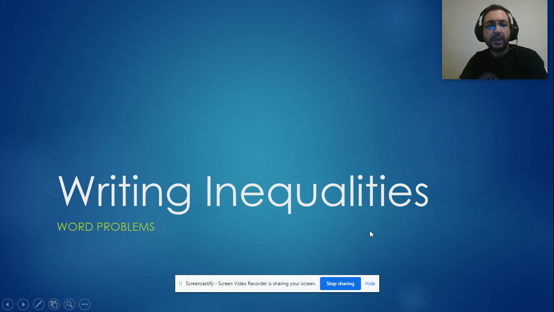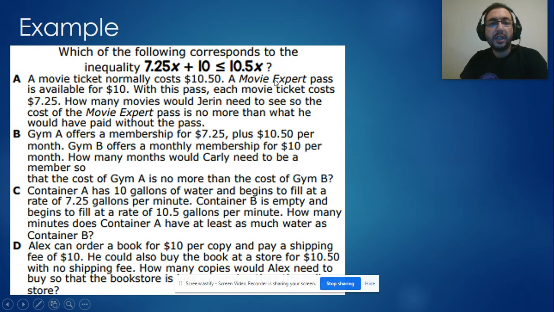Okay, we're going to keep talking about writing inequalities, but now the inequality is given and we need to see which situation will match it. In this type of problem, we need to write an inequality for each one, and then at the end compare with the one that is given. So we need to write four inequalities. Let's start with the first one.